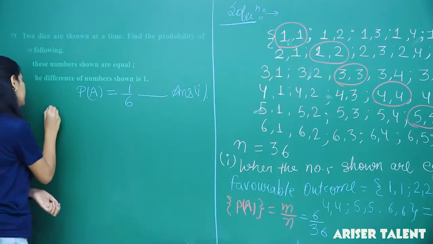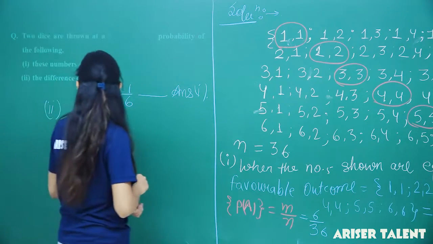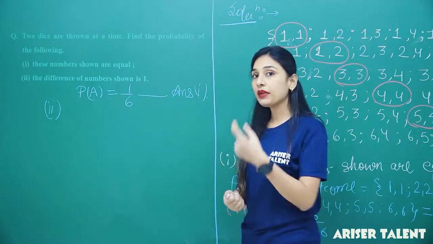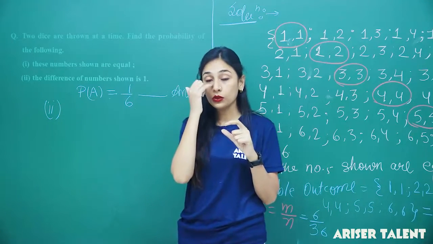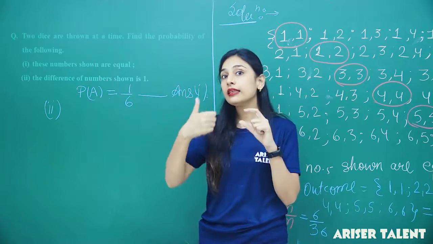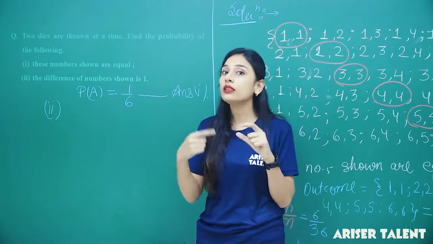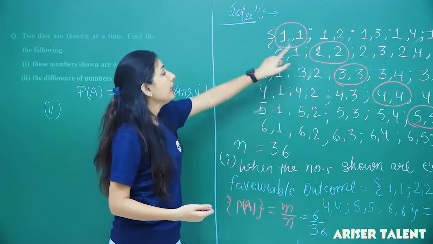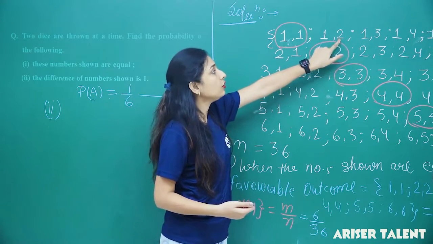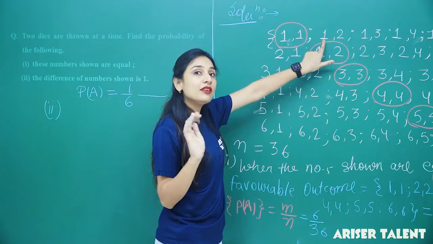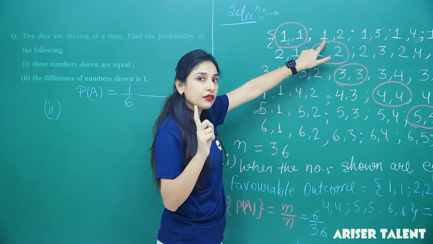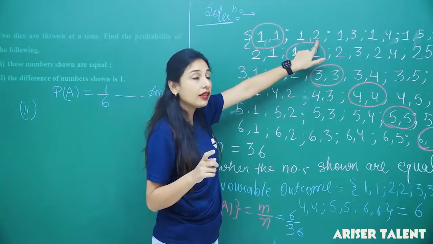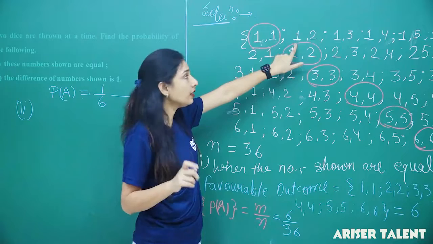Now if I am talking about the second thing, which was the difference of numbers shown is 1. Now when the difference is 1, if I am getting the first dice as 2, then I have to get the second dice either as 1 or as 3. So the difference can be 1. Okay. 1 minus 2 or 2 minus 1. Because there is a difference, this is not a subtraction. This is a difference. So I'll subtract the lesser value from the greater value. So 2 minus 1 is 1, right? So this one.